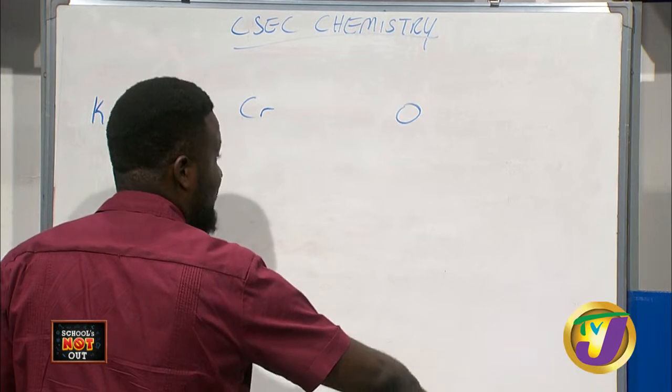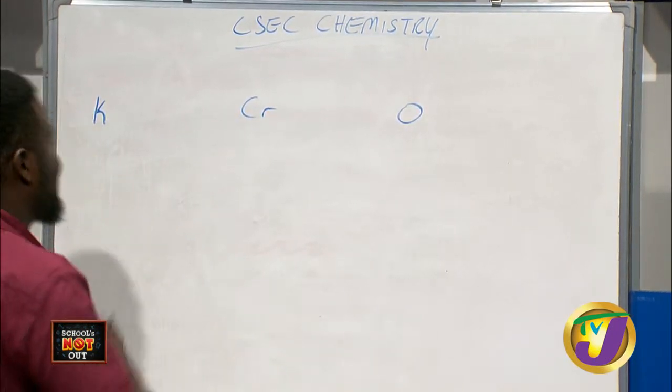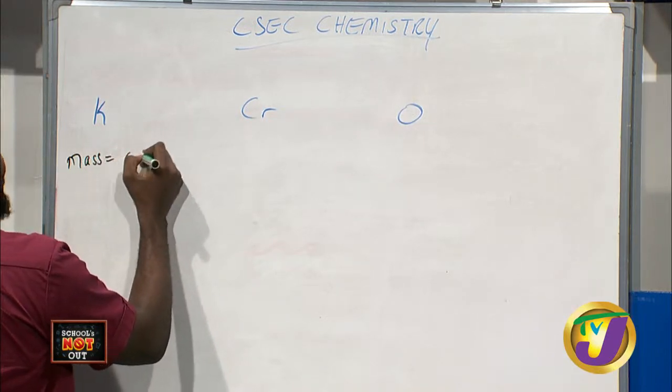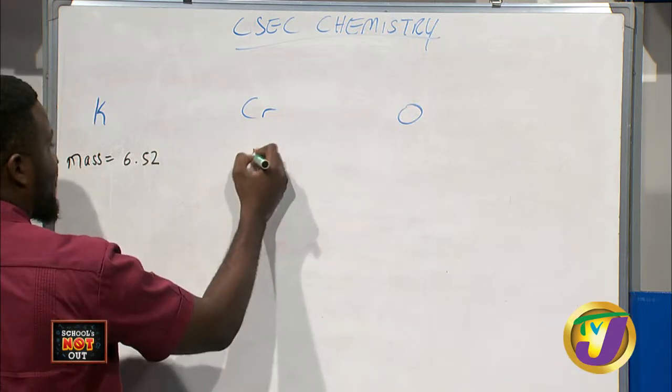And so we were given the mass of each of them. For potassium, the mass we found was 6.52. So mass, 6.52. For chromium, the mass was 4.34.